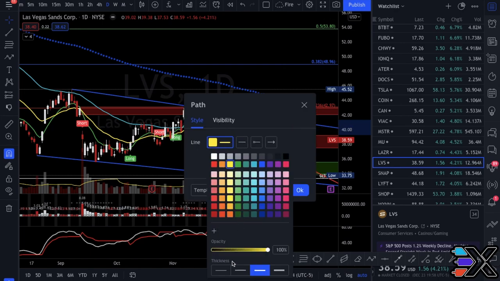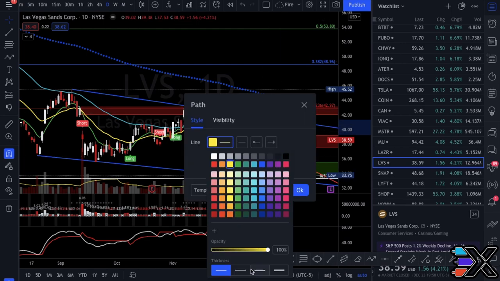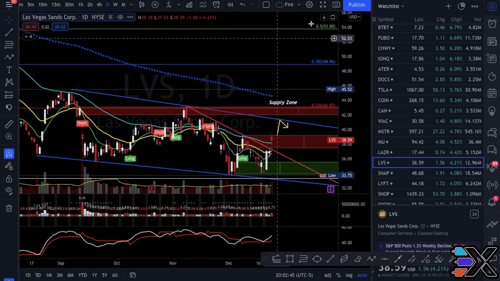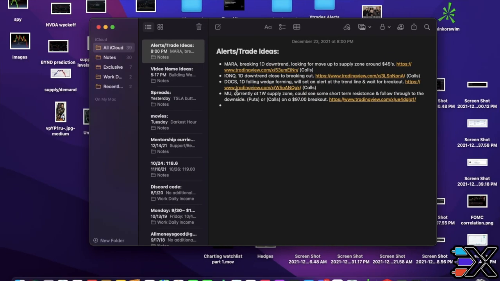So what we're thinking about in this trade is we're trading the breakout, yes, but we're also being mindful of the overhead trend line resistance. And we also have to be aware of the supply above that as well. Let's see what we type out here. We got LVS, confirmed breakout. It's actually a short-term breakout because there's another trend line resistance above.